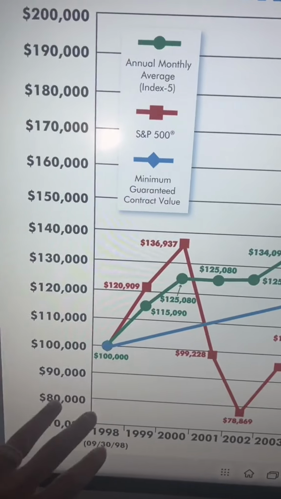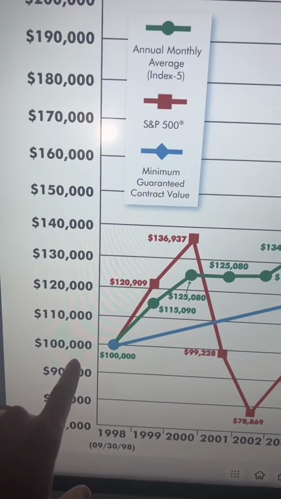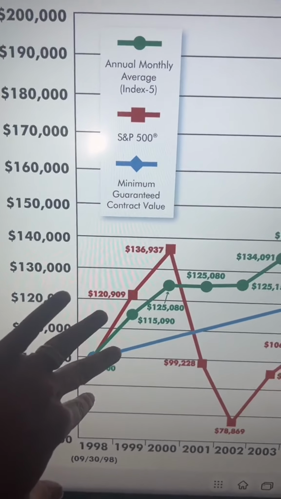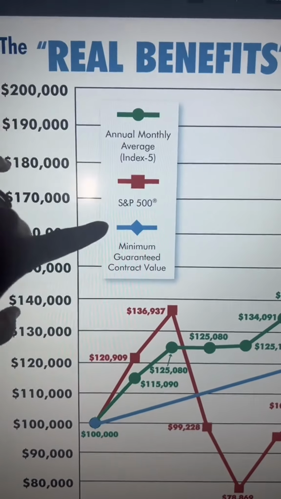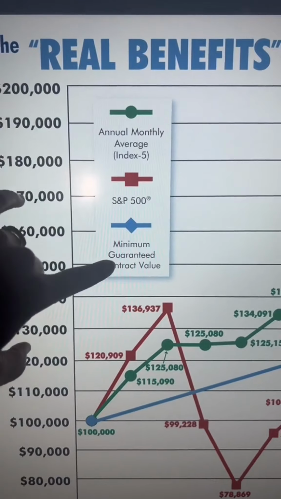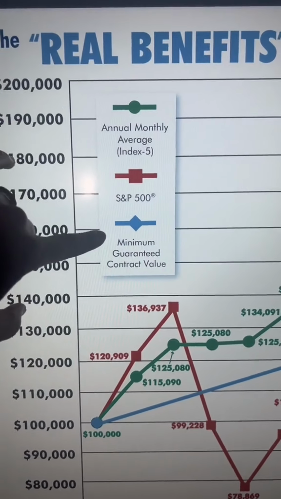So what Tony's talking about is an indexed annuity with a participation rate allocation. And I'm going to show you what he's talking about and how you can benefit from one. So let's take a look at this graph. Assuming we started with $100,000, you'll see three different lines here. The green line is annual monthly average with an index. The S&P 500 is the red line, and the minimum guaranteed contract value is the blue line.